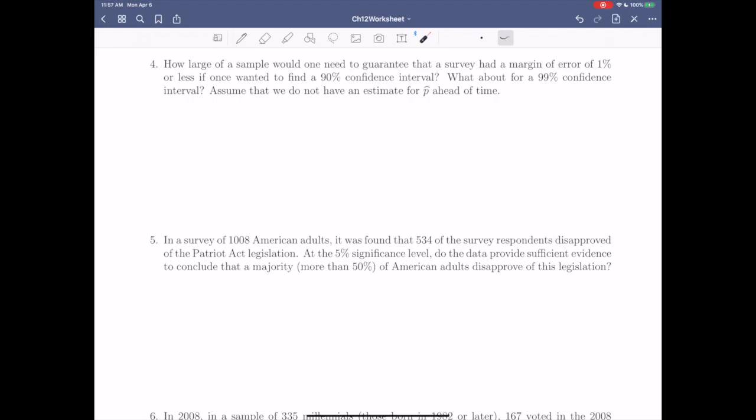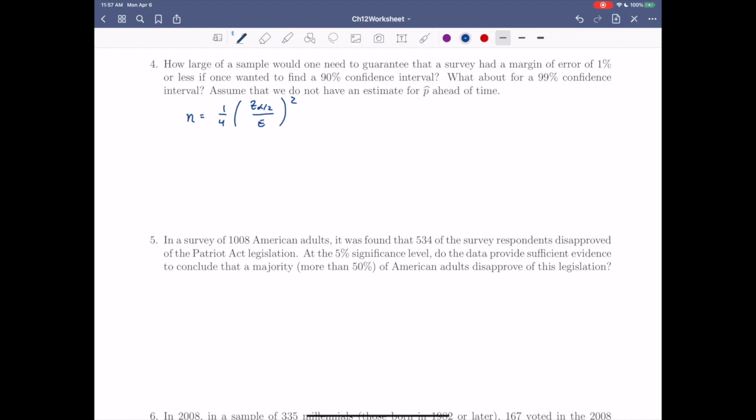So in other words, 1/4 is going to go in front of our quantity. So we know that n is going to be 1/4 times z sub alpha over 2, all divided by e, squared. And again, this 1/4 comes about because we're not making any assumptions about what the sample proportion should be. So this is the most conservative value that we can have.